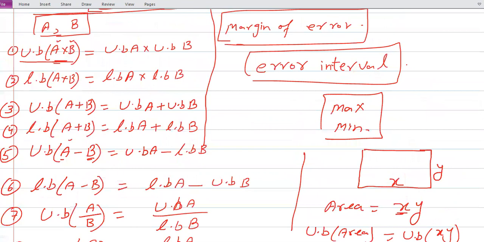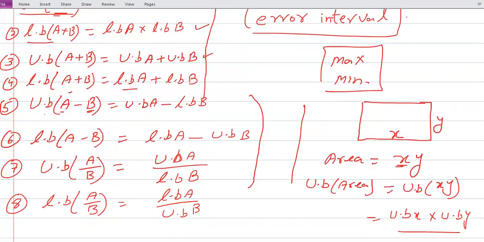In the same way, if you have to find the lower bound and multiplication is involved, you will use this formula for the lower bound when combining the two numbers. In the same way, if we are adding two numbers and you want the upper bound of A plus B, you have a number A and a number B, this is the formula you have to remember. In the same way, for the lower bound of A plus B, this formula will be used.